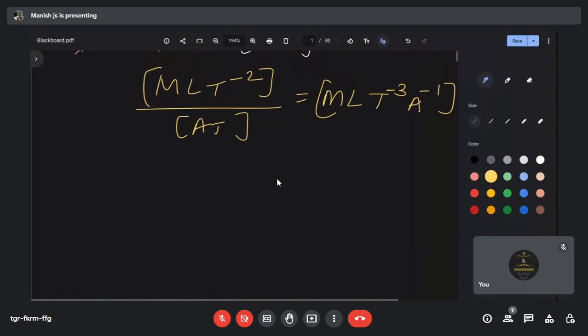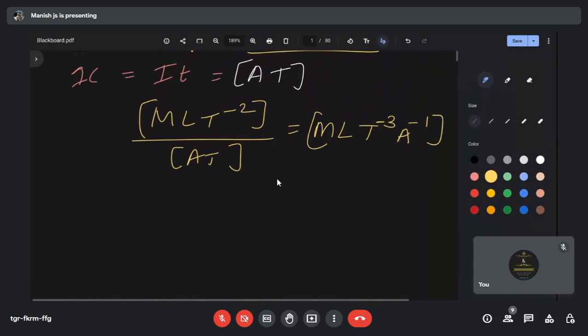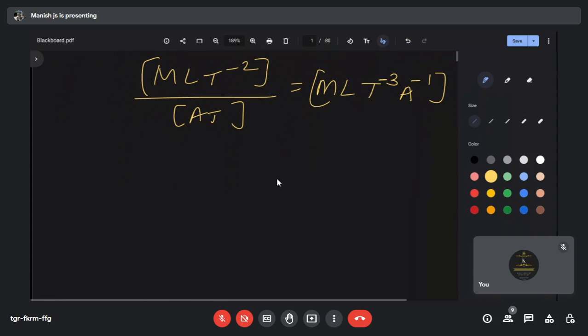Yeah, now I'm sharing the blackboard. Are you able to see the blackboard? Okay. Yes, you're able to see the blackboard. Yes, sir. Visible. Okay, visible.